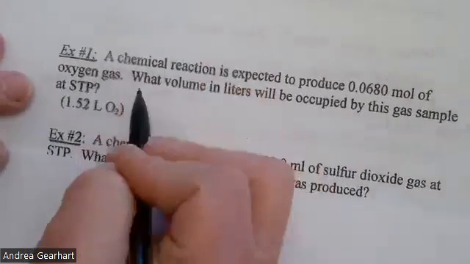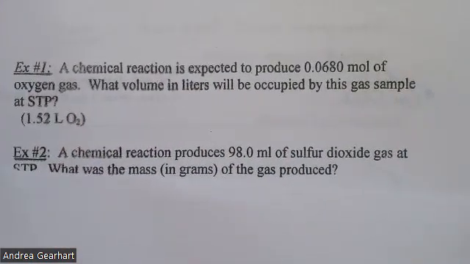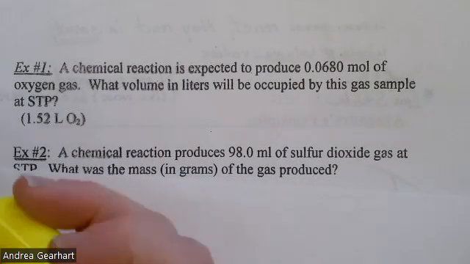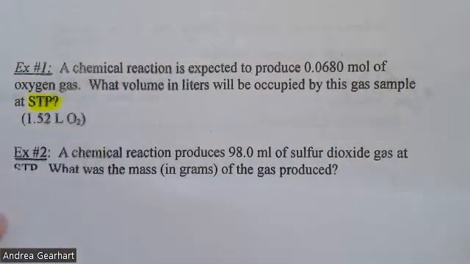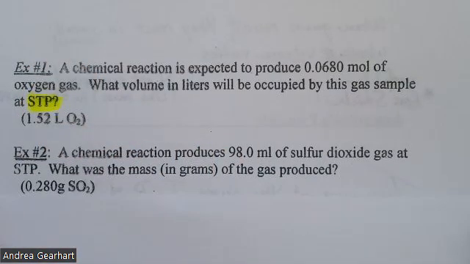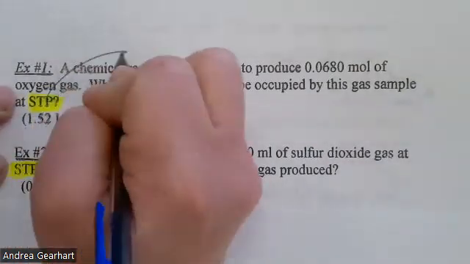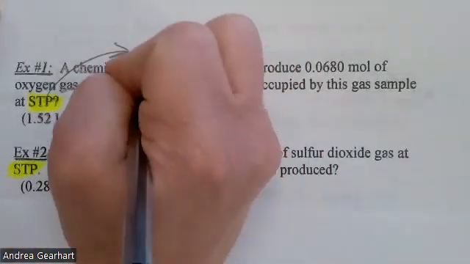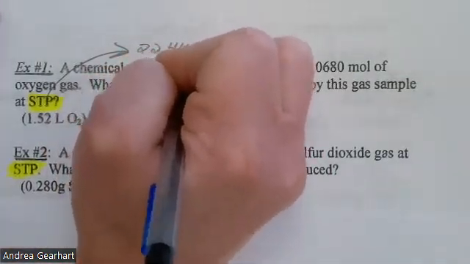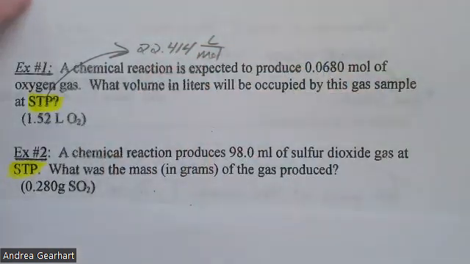Okay, so if we take a look at this first, the first thing that I see loud and clear, we are at STP. You'll either be at STP and told such, or not at STP and then told those conditions. See, in both of these examples, yay, we're at STP. And what that tells you is you have permission whenever you need it, if you need it, to use 22.414 liter per mole to relate volume and moles of a gas.